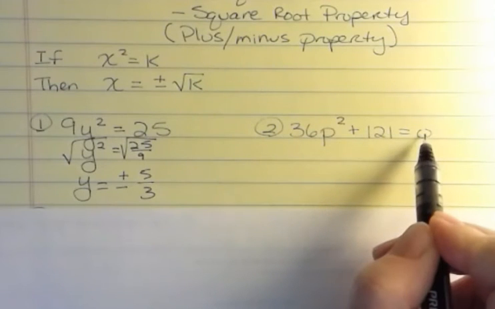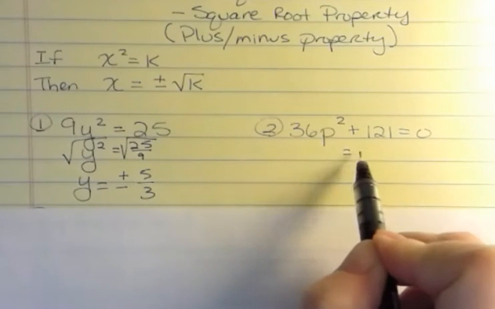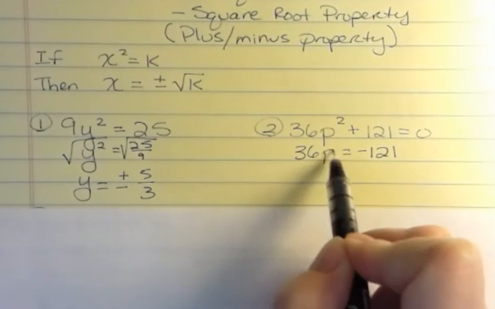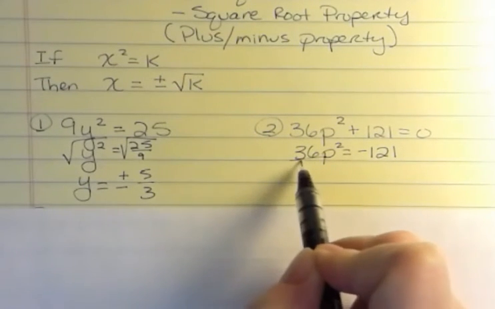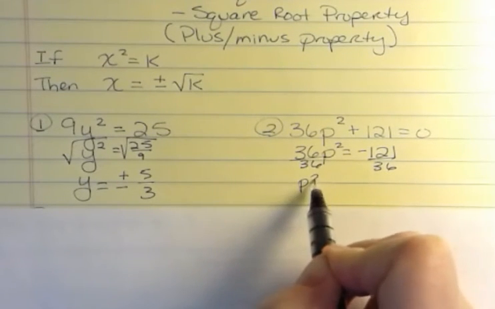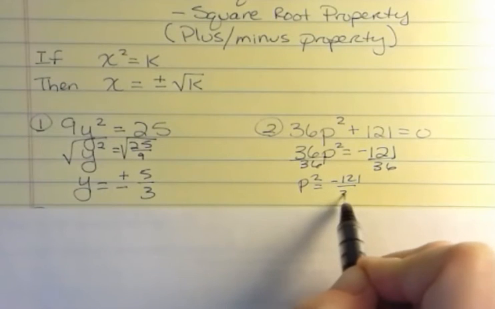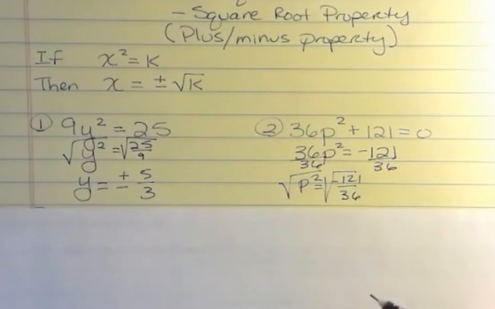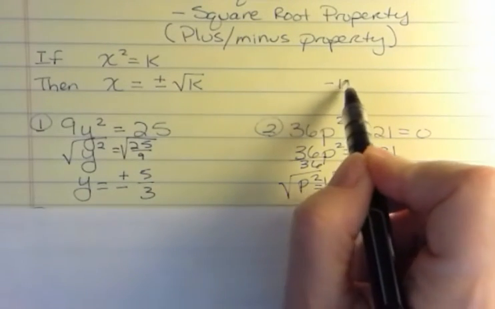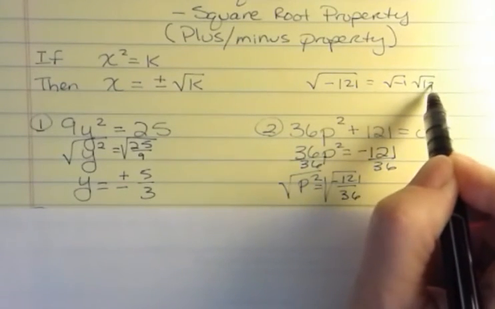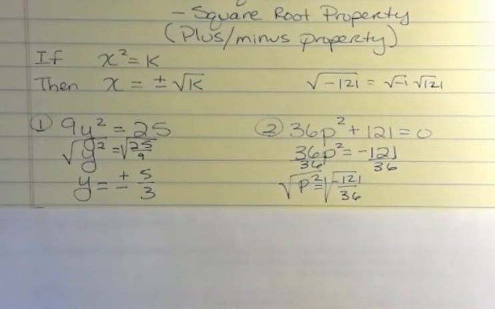In this one I'm going to first get the p squared by itself. By moving the 21 to the other side, you should see that that's going to be now negative 121. And then I'm going to divide everything by 36. And that gives me p squared is negative 121 over 36. And now I'm going to take the square root. But what happens when I have a negative? Well, that's actually like negative 121 is the same as the square root of negative 1 times 121, which is where the i comes in.